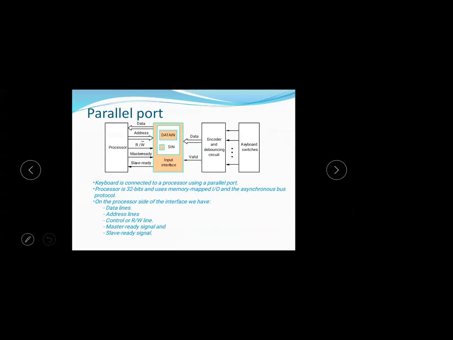First one is the parallel port. This is called the processor, and these are the bus lines connected to the interface and the processor: data line, address line, and these three are called control signals, control lines. Simply called bus lines, and this is the interface circuit to the keyboard.